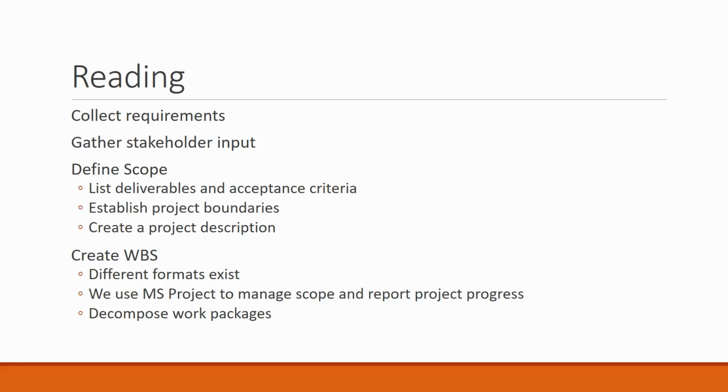So anyway, you would establish project boundaries. You would create a project description. Boundaries are always what we will do as part of the project, and then what we will not do as part of the project. What is in scope, what is out of scope. We set boundaries and we specify what those boundaries are. We specify what's in and out of scope. We create our work breakdown structure. There are many formats that exist. Your book will show you a few of those formats. For our project, we will be using Microsoft Project to manage our scope and to report project progress.